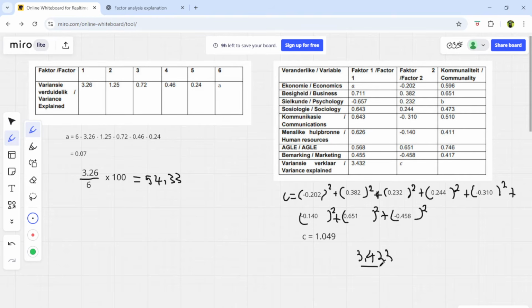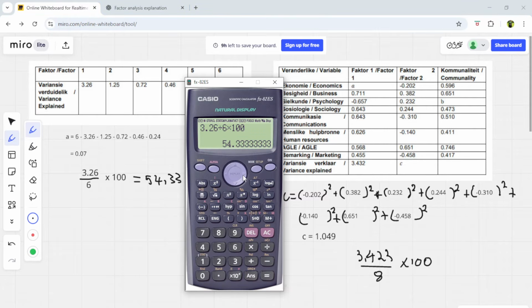You divide by the number of variables. In this case, it's going to be 1, 2, 3, 4, 5, 6, 7, 8, so you're going to divide by 8, then you multiply by 100. And then for you to get that value, I'm going to go to the calculator.